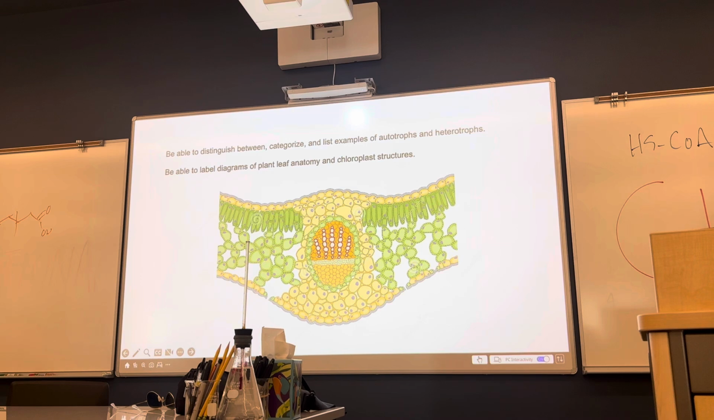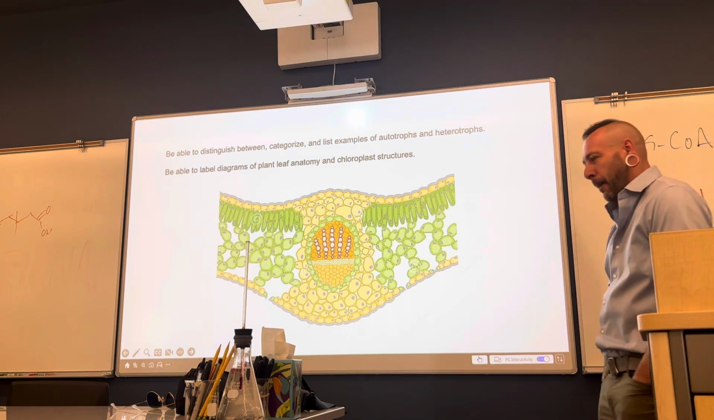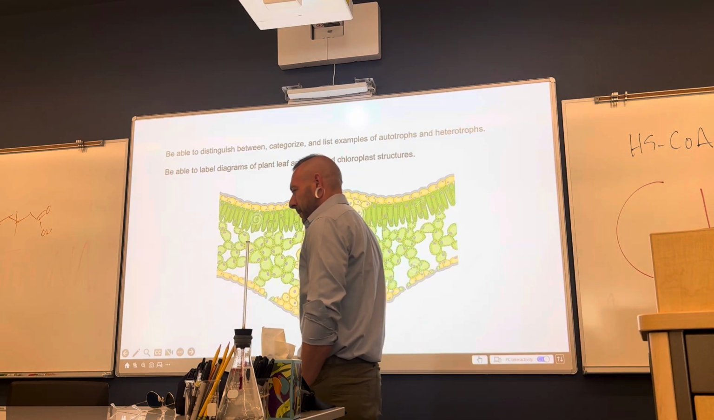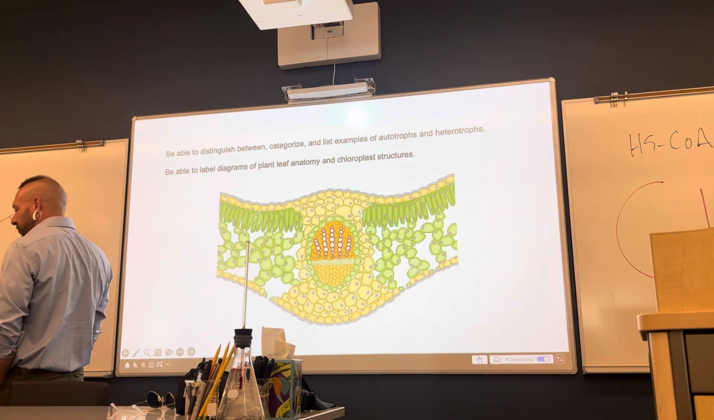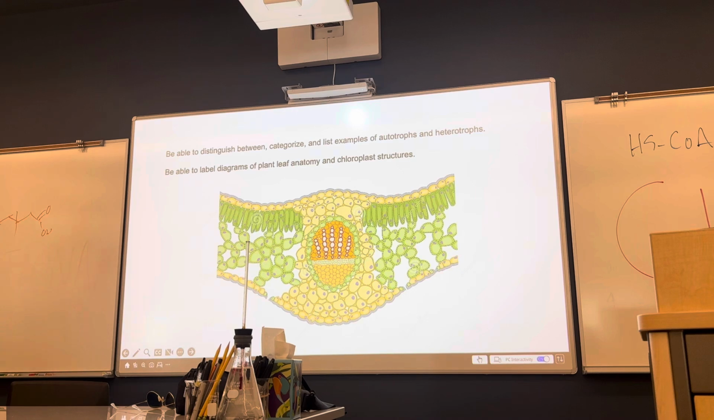All right, let's turn our attention to photosynthesis. What's an example of an autotroph? A plant. Why is a plant an autotroph? Because it can make its own food. Auto. What about heterotrophs? What's an example of a heterotroph? Anything that eats something else, the consumers. If you want to think of autotrophs as the producers, heterotrophs as the consumers.